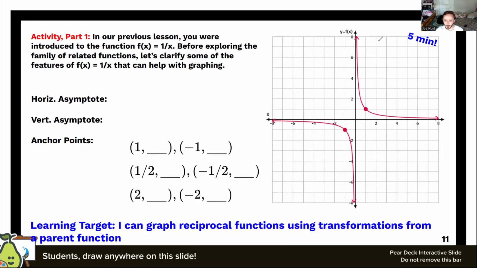So if I've got 1 over x here, you'll notice that I don't have a table of values. I've only really got just a couple of coordinates. And I haven't really drawn very much on here. What I want you to do real quick is recognize where your asymptotes are and what some of your anchor points are. So you'll notice these half filled in coordinates. Go ahead and fill in the missing y values there, and go ahead and jot down where you believe the asymptotes are.